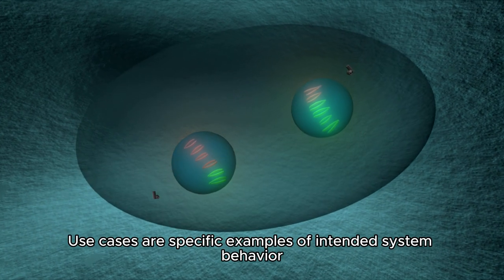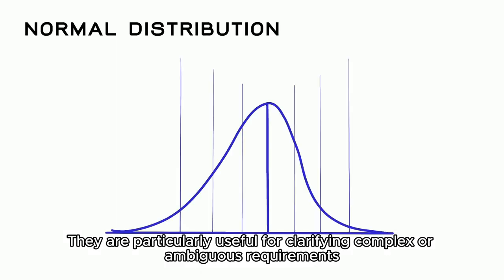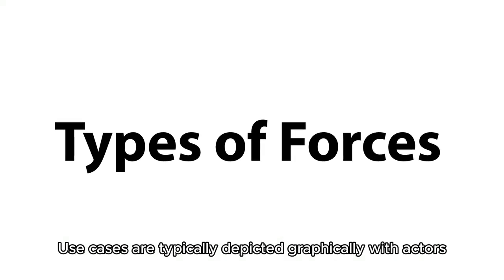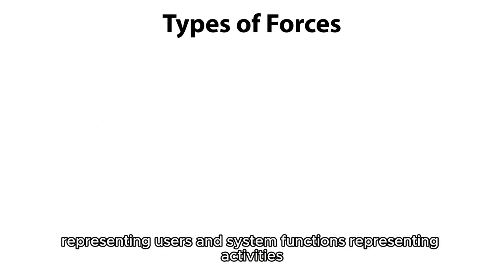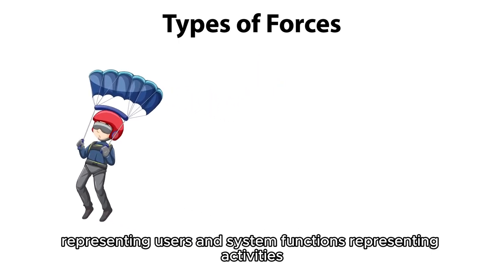Use cases are specific examples of intended system behavior. They are particularly useful for clarifying complex or ambiguous requirements. Use cases are typically depicted graphically, with actors representing users and system functions representing activities.